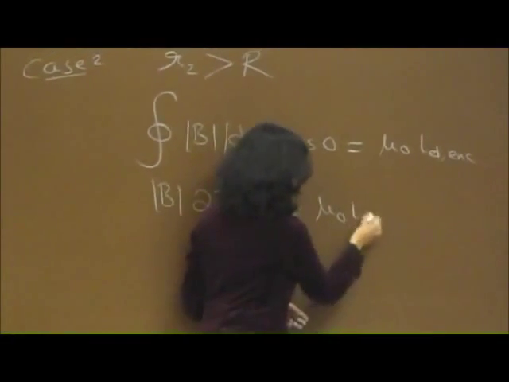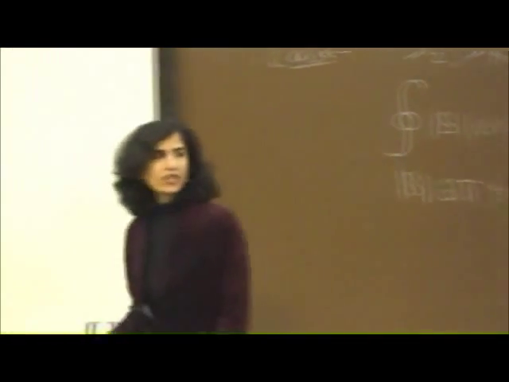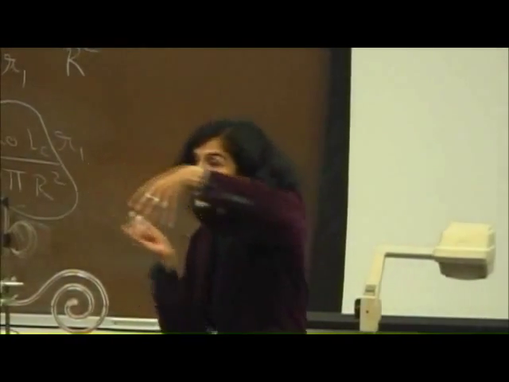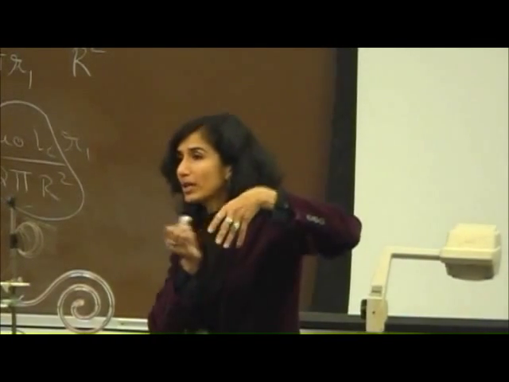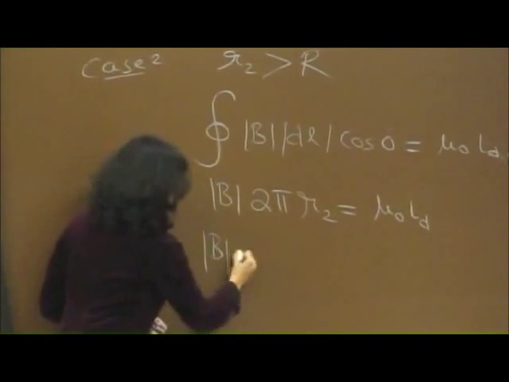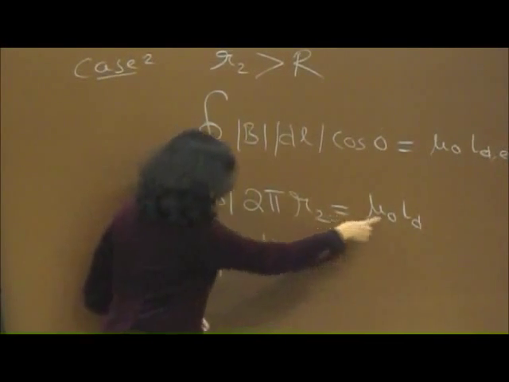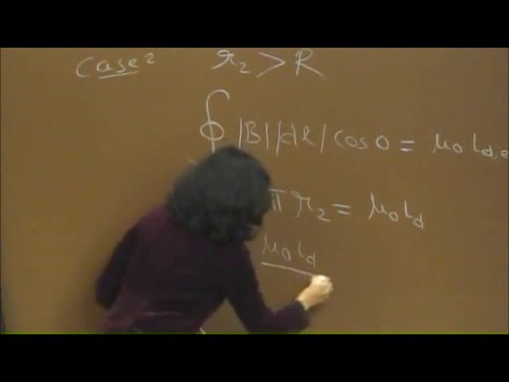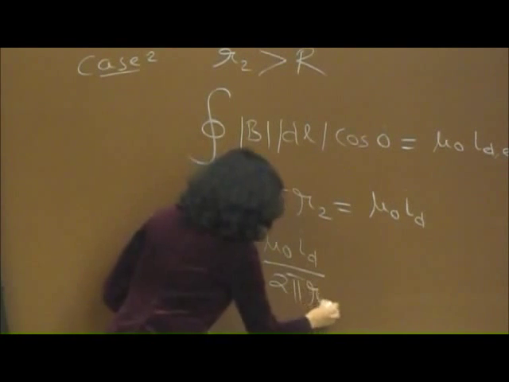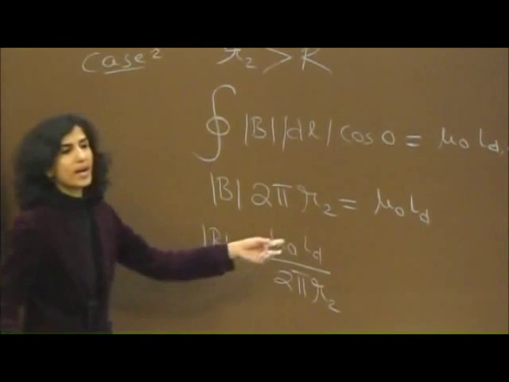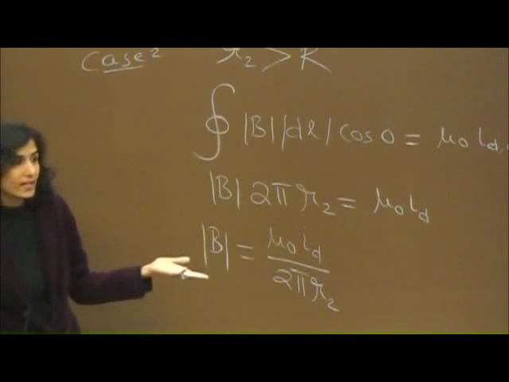It should be the total current. I_D enclosed in this case is I_D. Because if you're looking at the magnetic field at a point which has a radius larger than the radius of the plate, all the current that is flowing through the capacitor plate, all this fictitious current, is enclosed. So I_D enclosed in this case is I_D. So then the magnitude of B is mu 0 I_D divided by 2 pi R2. That's it. But remember, I_D is equal to I_C, isn't it?